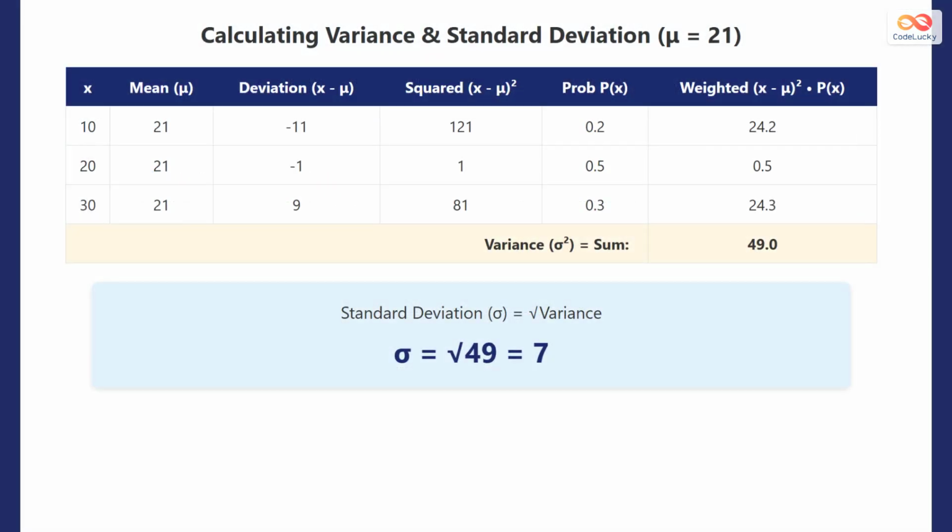Now we build a table. We find the difference between each value and the mean of 21. For $10, the difference is -11. We square that to get 121. We multiply by the probability of 0.2 to get 24.2. We do this for all values. Summing the final column gives us a variance of 49. Finally, the square root of 49 is 7.